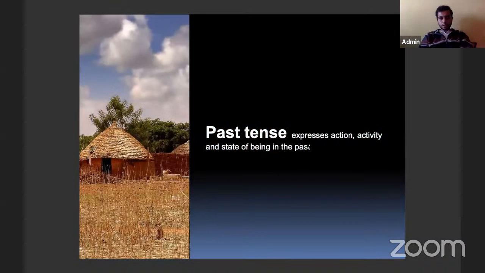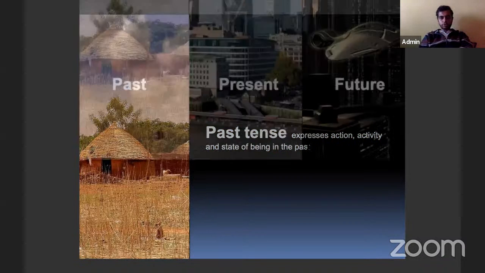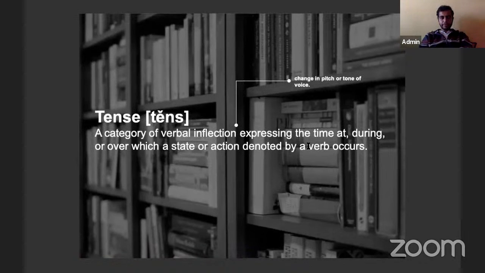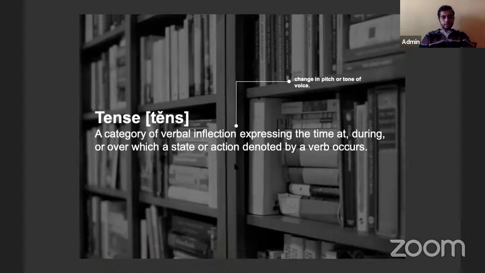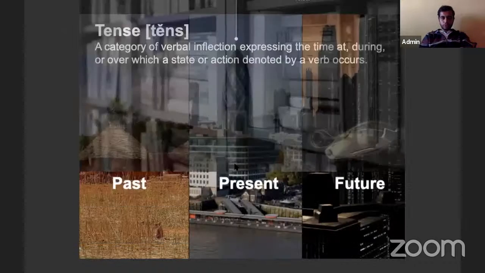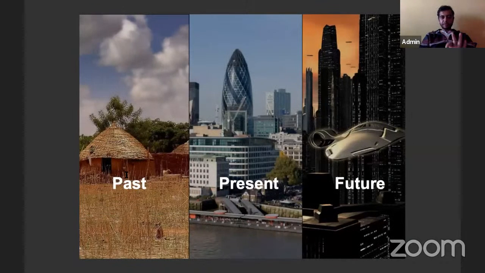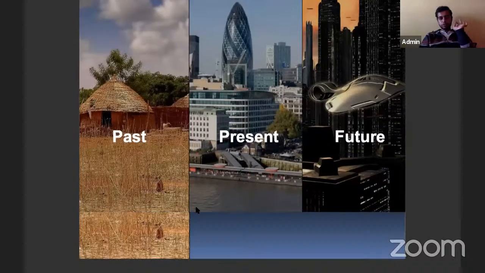Okay John, let's just quickly go through this entire PPT and let's just get this. So what is tense? First we discuss what is tense. Tense says the time at, during or over which something happened. Okay, 3 types of tenses: past, present, future.